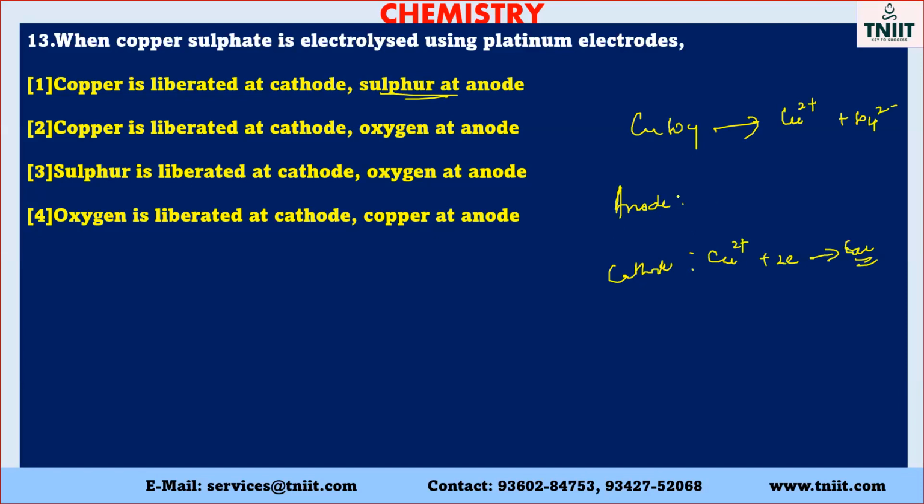But at anode, what happens is, this is an aqueous solution. Since it is aqueous, we also have water. So at anode, water we can write as H+ and OH-. These OH- ions move towards the anode. There it gets oxidized, liberating oxygen gas. Water is formed and oxygen gas gets liberated. Remember, whenever we electrolyze aqueous sulfate salts, the metal will get deposited at the cathode and oxygen gas will get liberated at the anode. Hence, the answer for this question is option 2.